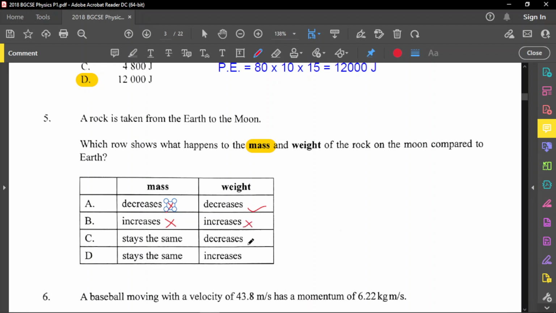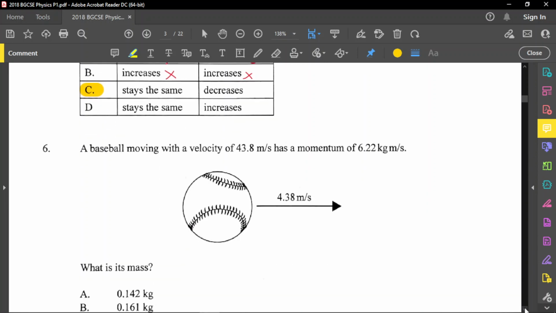All right. Now looking at C, it says stay the same and decrease. So that will be your answer right there. You know that C is our correct answer because both of these are correct points. Stay the same is correct, but increase in weight, absolutely not, because gravitational force on the moon is lower compared to the Earth. Question number 6.